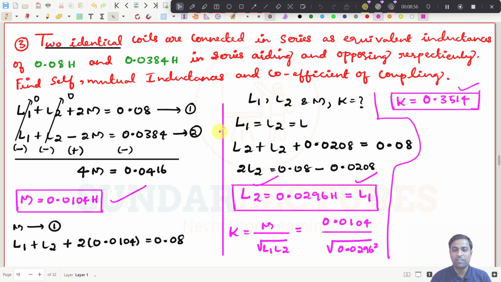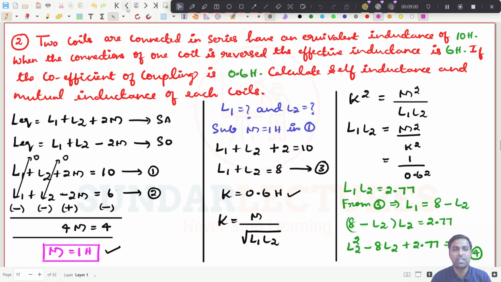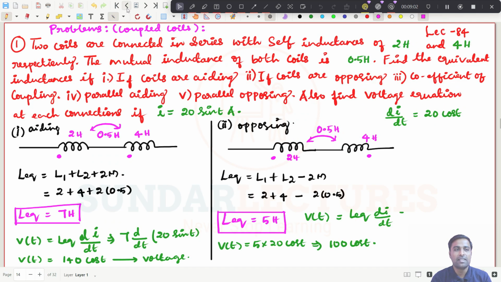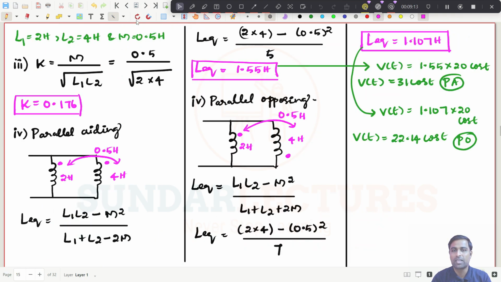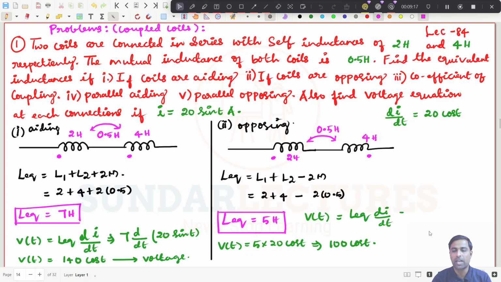We will wind up today. What are all the topics we have seen in this particular class? We have taken problems, right? This is the first problem, and we have taken all the conditions: series aiding and series opposing, parallel aiding, parallel opposing, and the coefficient of coupling. We have taken a single problem to get all the values, and we also found the voltage expression in each case.